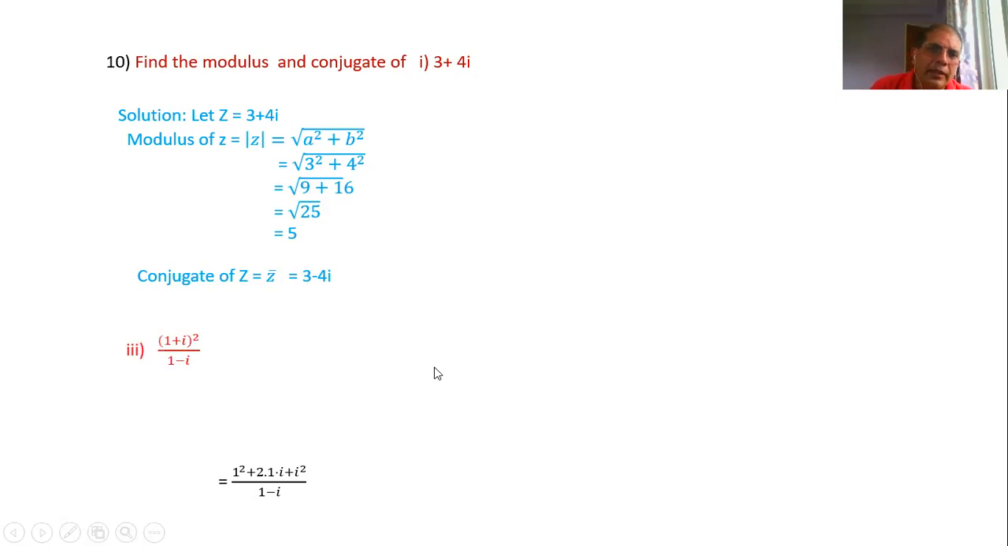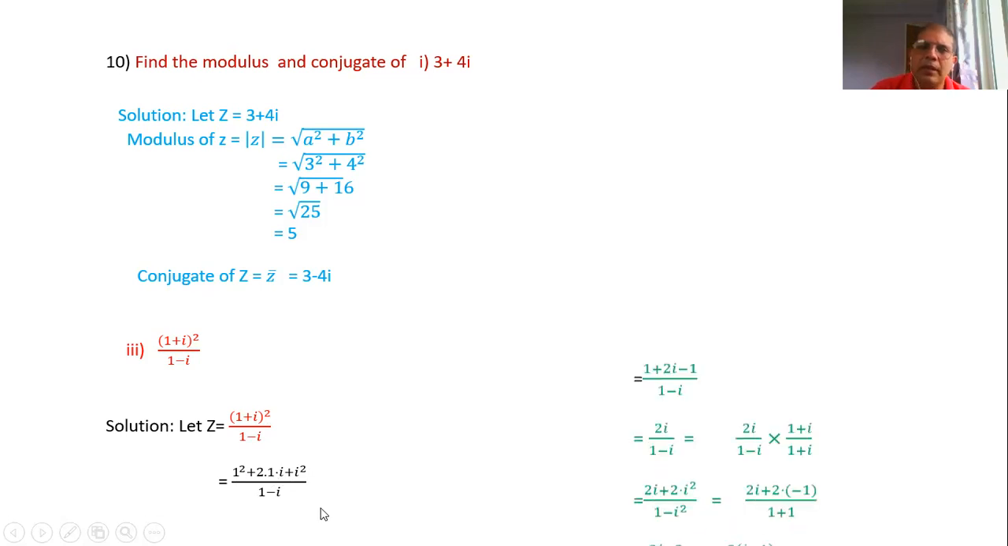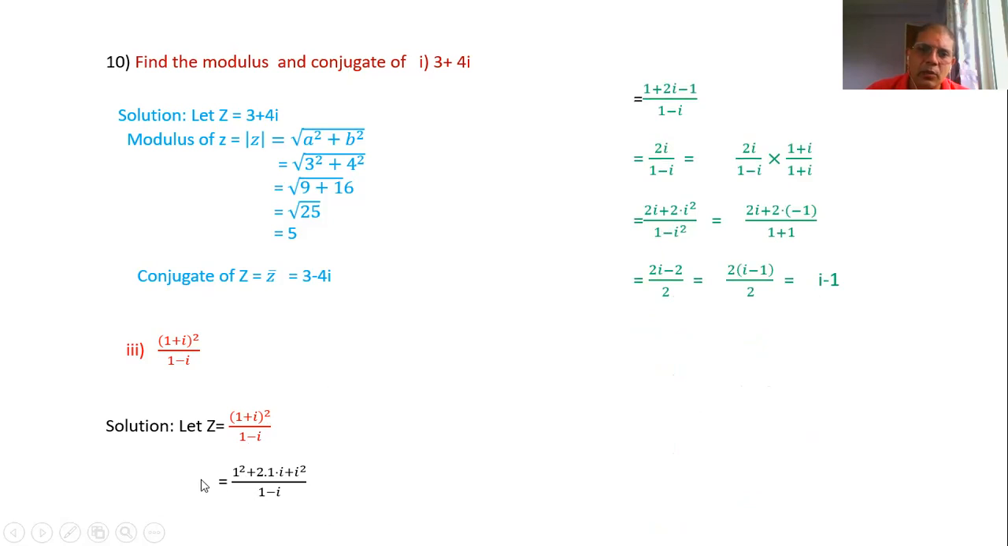Okay. Then I want to do question number third also. Third is (1 plus i) whole square divided by 1 minus i. Now for the solution of this one, you can suppose this by z. Then open this bracket, that means expand it using the formula a square plus 2ab plus b square. So it is 1, 1 exactly same, 2 into i, 2i, minus, i square is minus 1, divided by 1 minus i. It is 2i divided by 1 minus i.